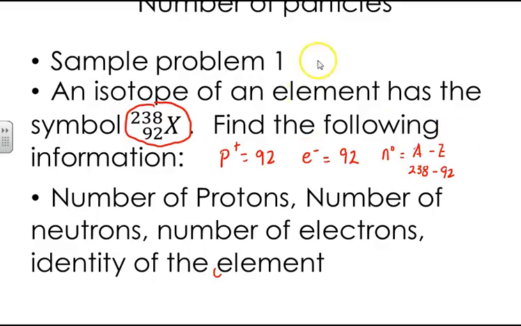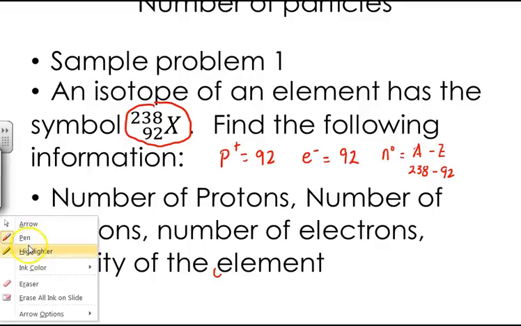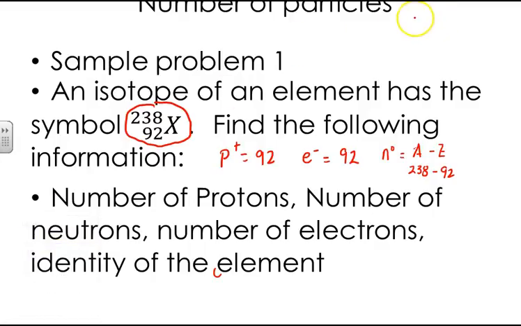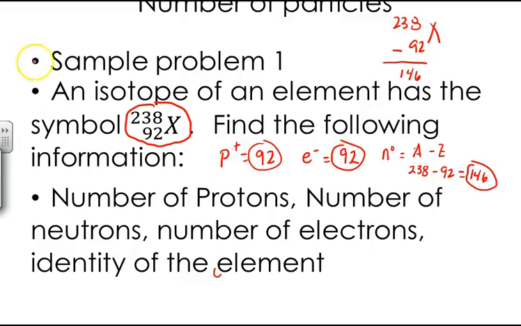Now we could also look at it like this, just to give you another view of it. If we have X, 238, and 92, really all we have to do is subtract 238 minus 92. In either case, we're going to get 146. So the number of neutrons is 146, and protons and electrons, 92.